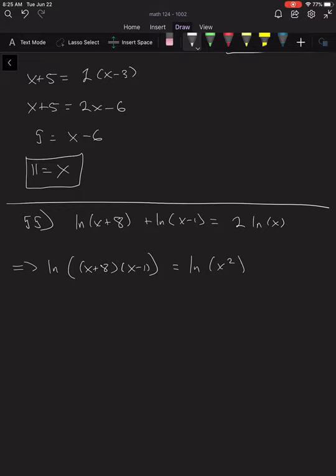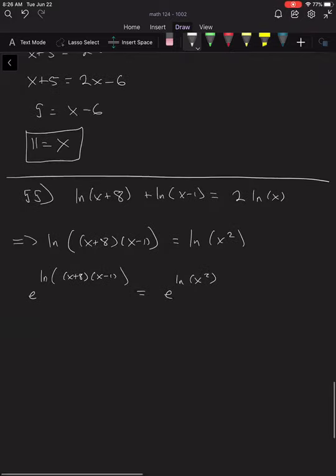Now what we want to do is get rid of these natural logs. So remember, natural log means log base e. So what we're going to do is e to the natural log of x plus 8 times x minus 1 is equal to e to the natural log of x squared. So now the e's and the natural logs cancel out. So what we have is x plus 8 times x minus 1 is equal to x squared.